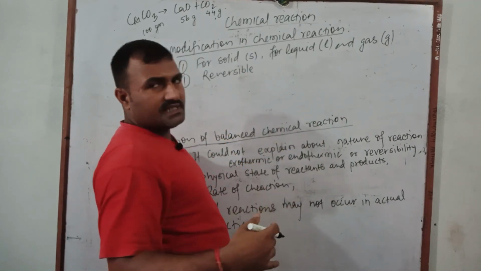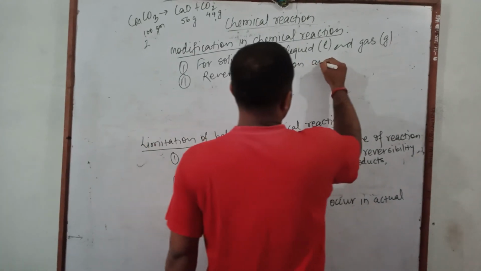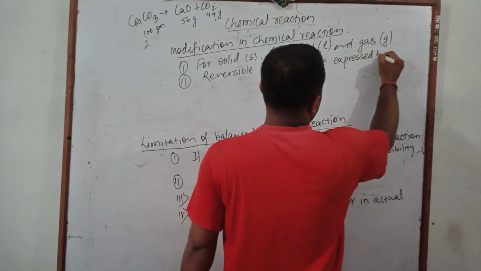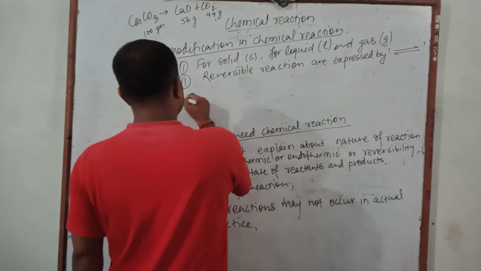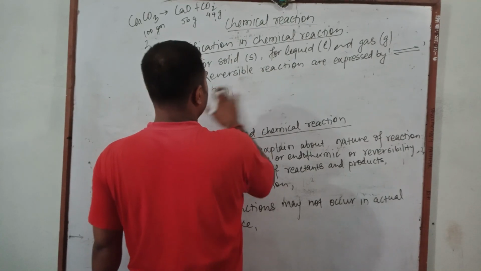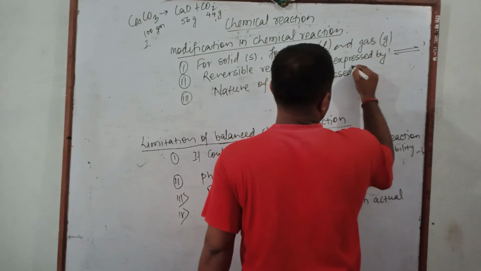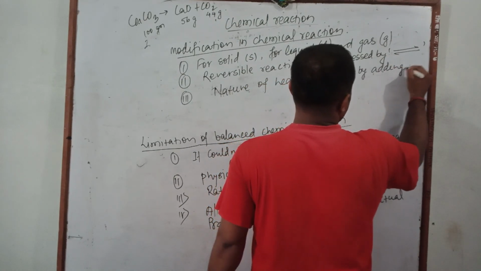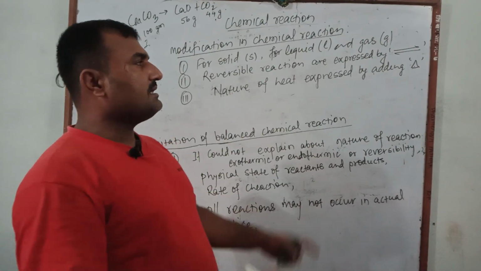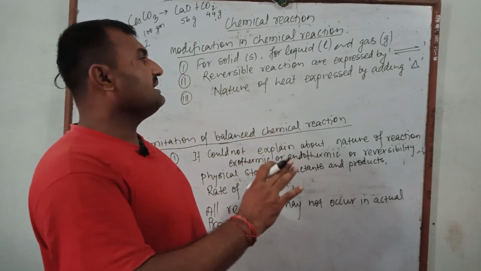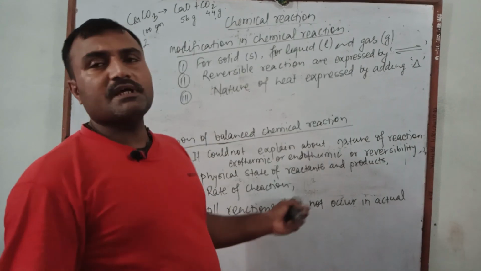Reversible reactions: in some chemical reactions, after a certain time the product changes into reactant. Reversible reactions are expressed by a double-headed arrow, since change goes on in both directions. Third, the nature of heat is expressed by adding the symbol of heat, a triangle. If the reaction is endothermic, we have to give heat, and that symbol is added on the reactant side. If the reaction is exothermic, giving heat during change, we add the symbol on the product side.